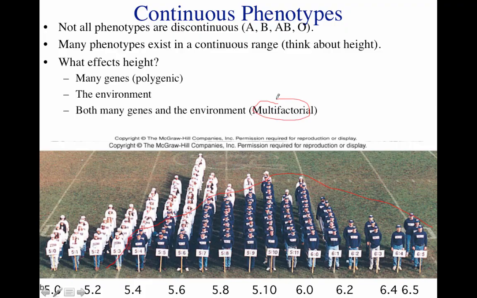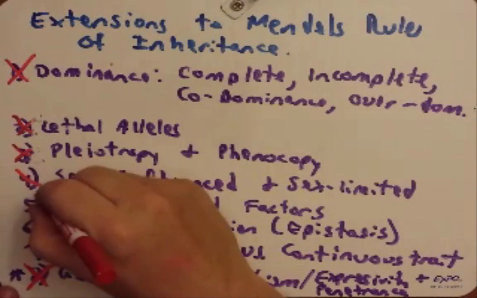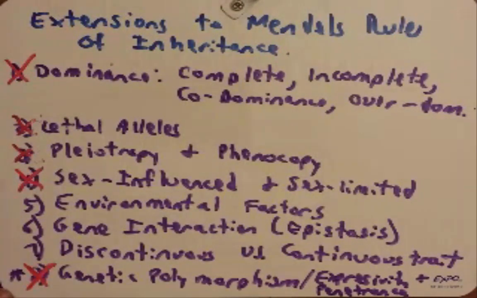All right, let's go back to the whiteboard. All right, well, that's all we're going to have for this podcast. In this podcast, we talked about sex influence and sex-limited traits. We talked about environmental factors. And we talked about discontinuous and continuous traits. In our final podcast of this section on extensions to Mendel's rules, we're going to talk about gene interactions, and in particular, epistasis.